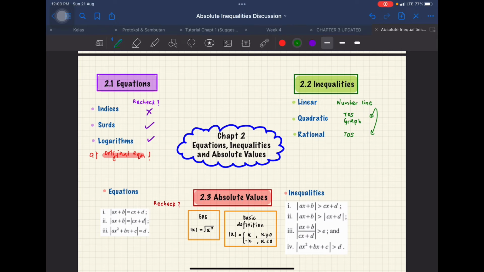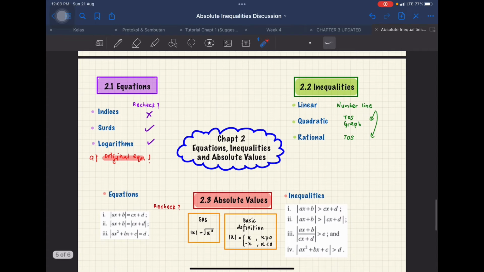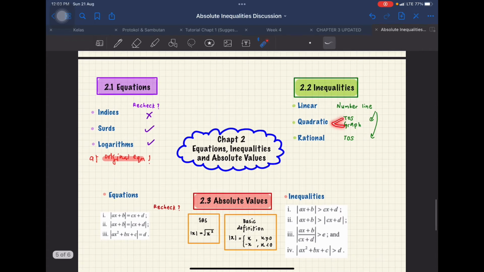Okay, and then for quadratic, ada 2 method. So, table of sign ataupun graphical method. Okay, so awak boleh guna dua-dua. Hari tu saya rasa saya ada mention yang not all case of quadratic can use graph. But now, I think that all cases can. Yeah, I think so. If you are having doubt, soalan, boleh tanya saya balik. Nanti saya clarifikan balik ke awak. Okay, so we can use table of sign, we can use graph.